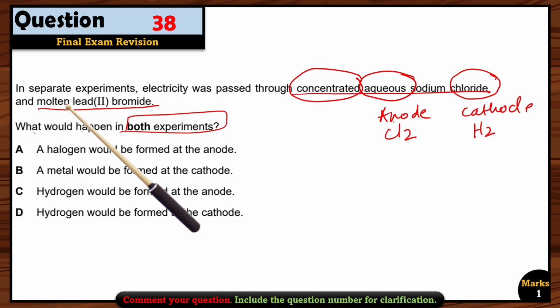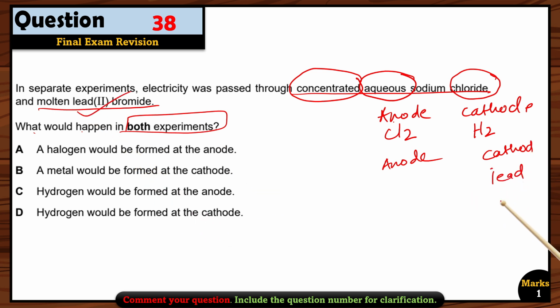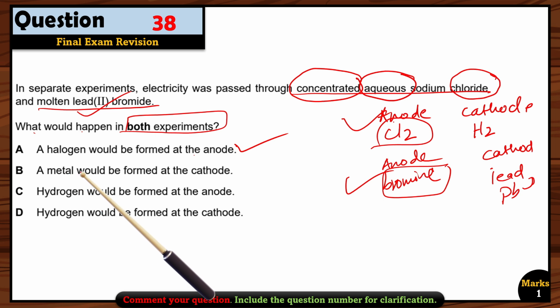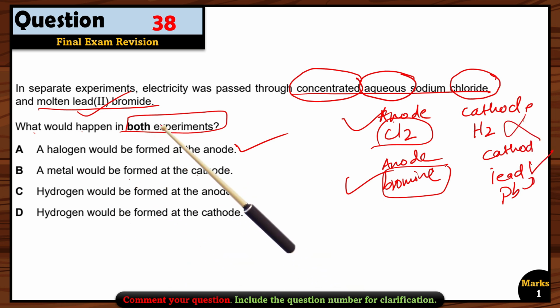Let's see molten lead bromide. Lead, Pb, will come at the cathode, whereas bromine you are going to get at the anode, bromine gas. Now let's see one by one. A halogen would be formed at the anode. At the anode, these both are halogens. They belong to group 7, and all elements of group 7 are halogens. So that's right. A metal would be formed at the cathode. Yes, a metal is formed at the cathode, but not in both experiments, only in one.